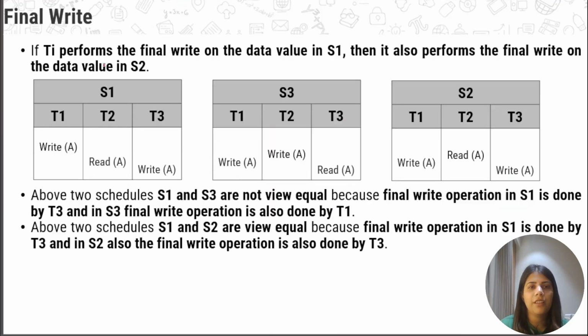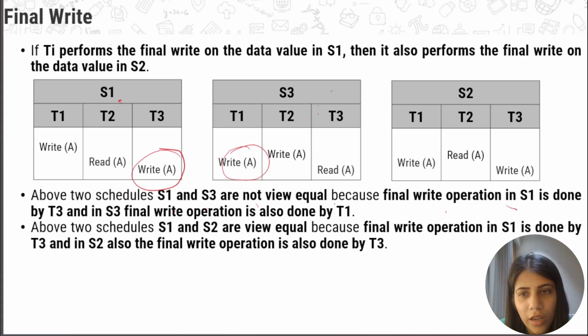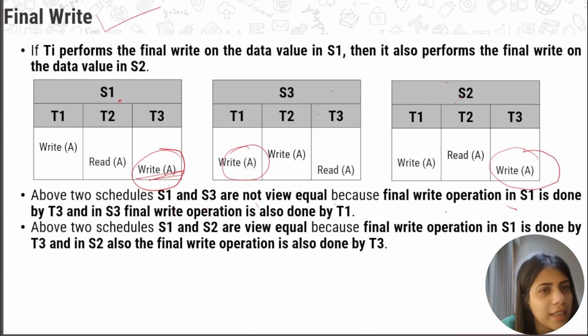Next condition, which is the final write condition. The above two schedules S1 and S3 again are not view equal, because the final write operation in S1 is done by T3. However, the final write operation in S3 is done by T1. But if we compare S1 and S2, the final write operation is done by T3 in S2 as well. So this condition is also satisfied. So S1 and S2 are view equivalent, which means view serializable.